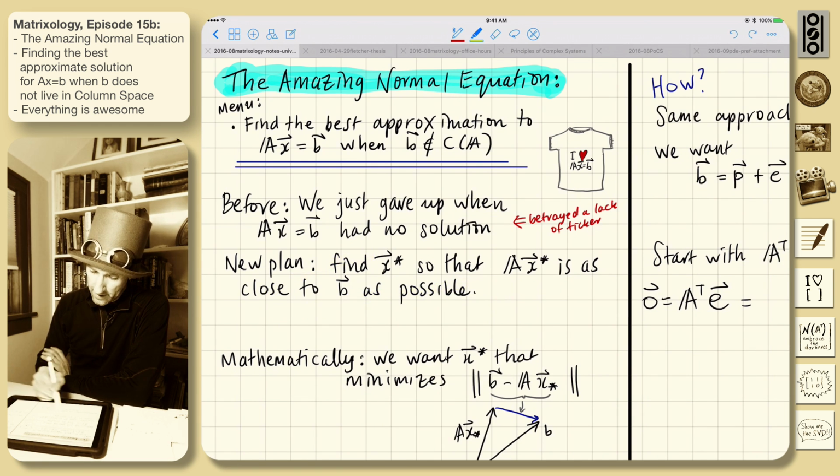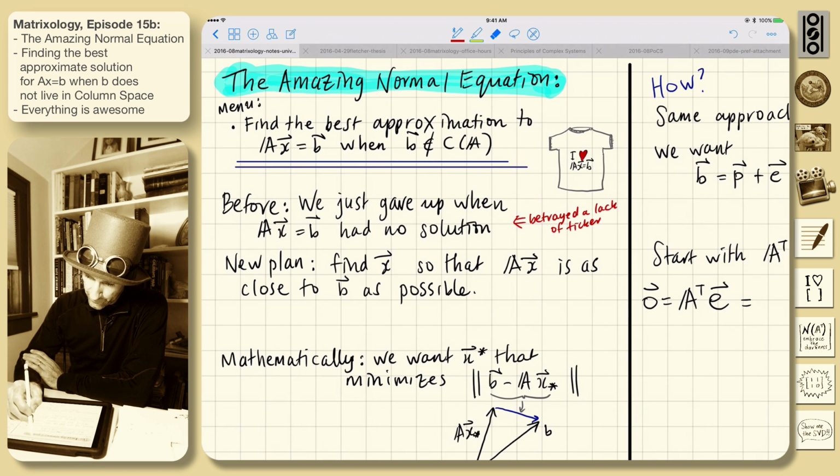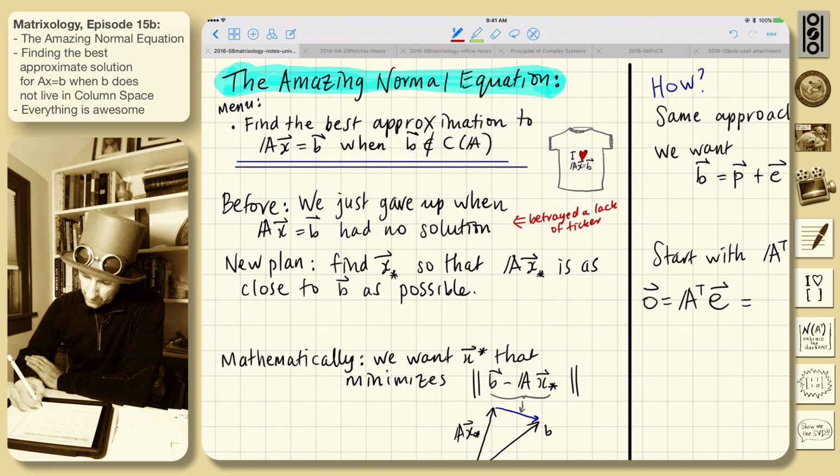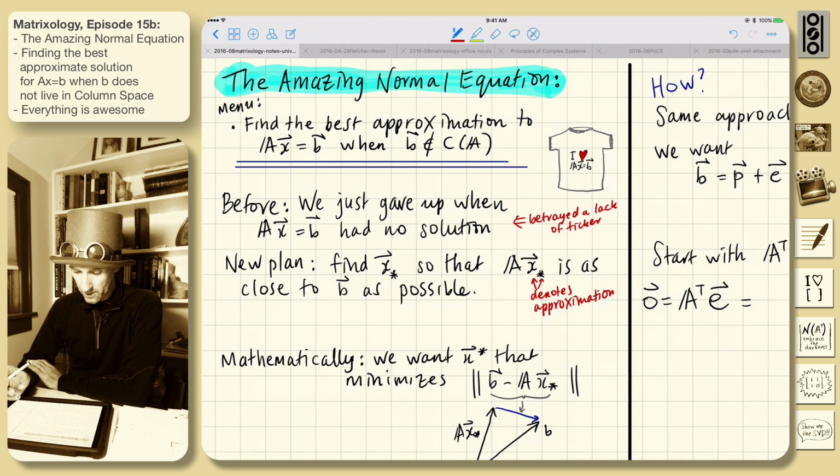New plan is this: find x star. I'm going to try to keep that down at the bottom. This is going to be the notation. It can't be the same x, right? It's a special x, so this denotes that it's an approximation. It's used fairly commonly as an asterisk.